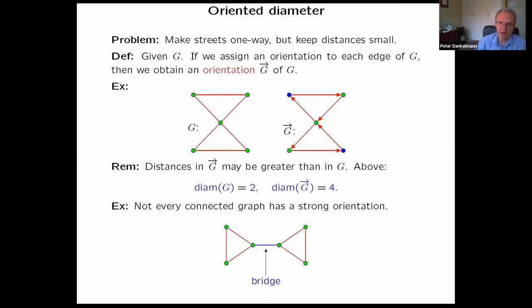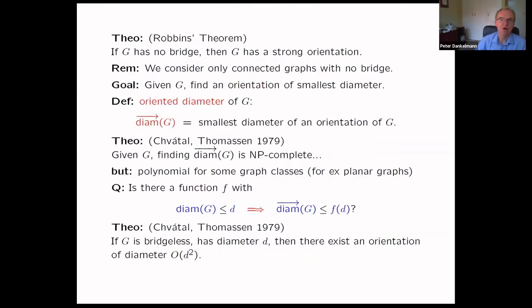So it may happen that there is no strong orientation of a graph. However, there is a classical theorem by Robbins, which says this is really the only problem you can run into. If your graph is connected and it has no bridge, then your graph is bound to have a strong orientation. And from here, I won't mention it every time, but we will only look at connected graphs that have no bridge. Usually people call these bridgeless graphs.